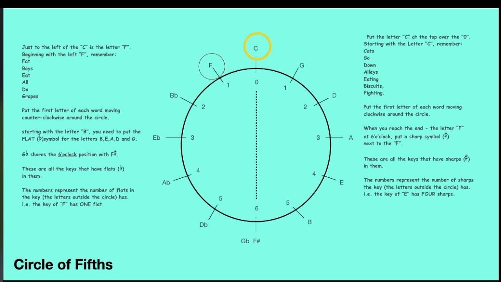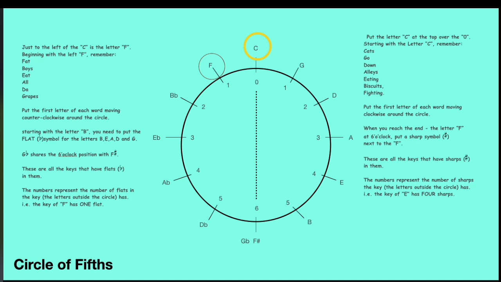So, from F, the 1 o'clock position on the left, to the 6 o'clock position on the left, fat boys eat all the grapes. Put flat symbols next to B, E, A, D, and G. Now, these are all the keys that have flats in them. The number within the circle tells you how many flats are in that key. The key of F has 1 flat. The key of G flat at the bottom has 6 flats.